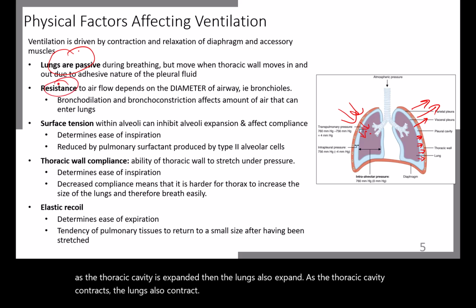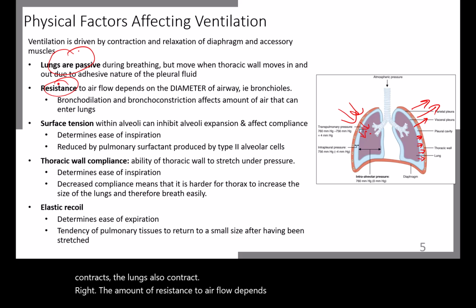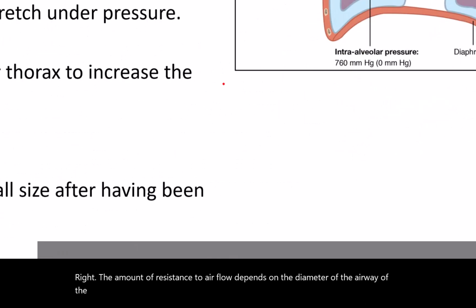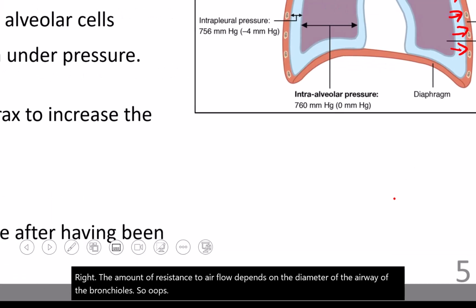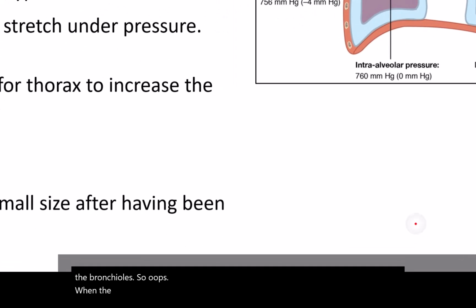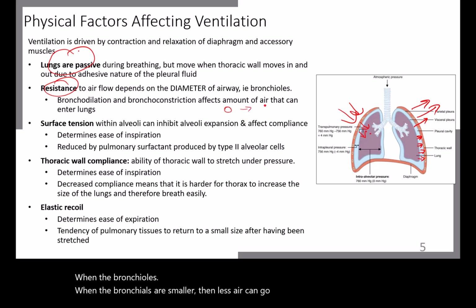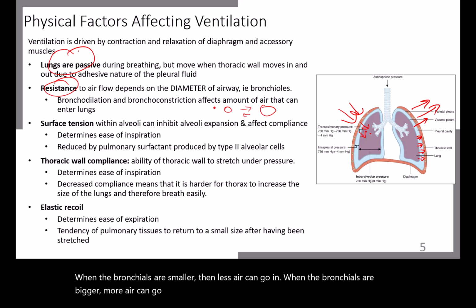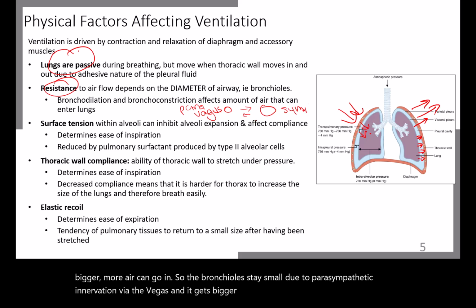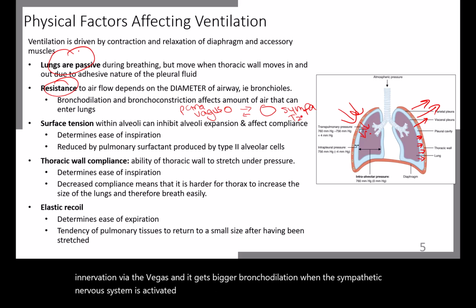The amount of resistance to airflow depends on the diameter of the airway, of the bronchioles. When the bronchioles are smaller, then less air can go in. When the bronchioles are bigger, more air can go in. So the bronchioles stay small due to parasympathetic innervation via the vagus, and they get bigger, bronchodilation, when the sympathetic nervous system is activated, right, through the T2 to T4 sympathetic ganglia.